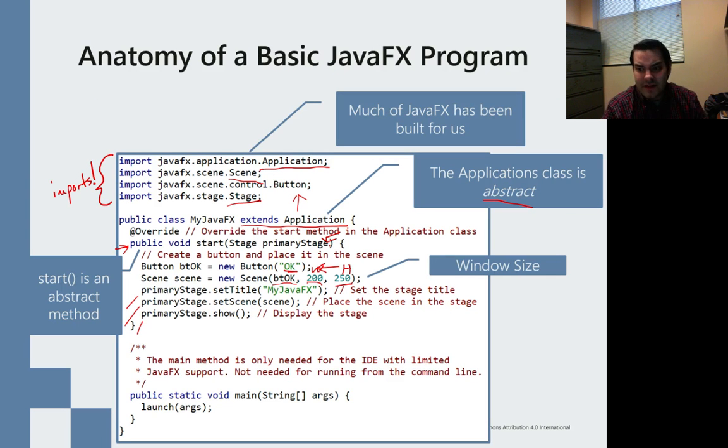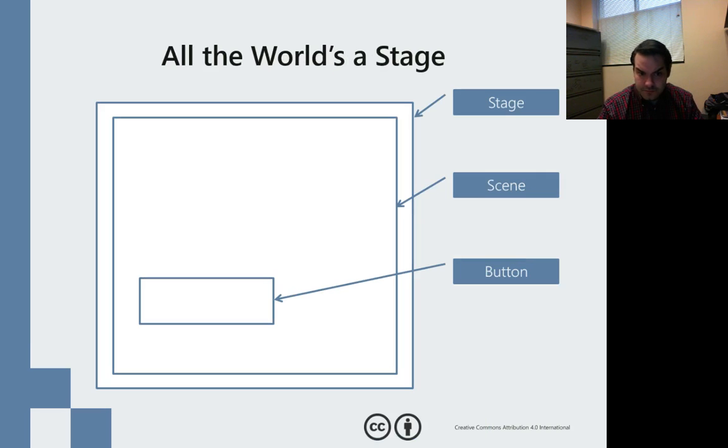Now, what does it mean to this stage show? What does all that mean? Well, again, we can think of the stage as sort of like my window. Here's my little Xbox, here's my little make it bigger box, here's my little minimize, here's my title, here's my panel, here's the actual place where it's all going, and this is my OK button. So let's actually see this in practice.